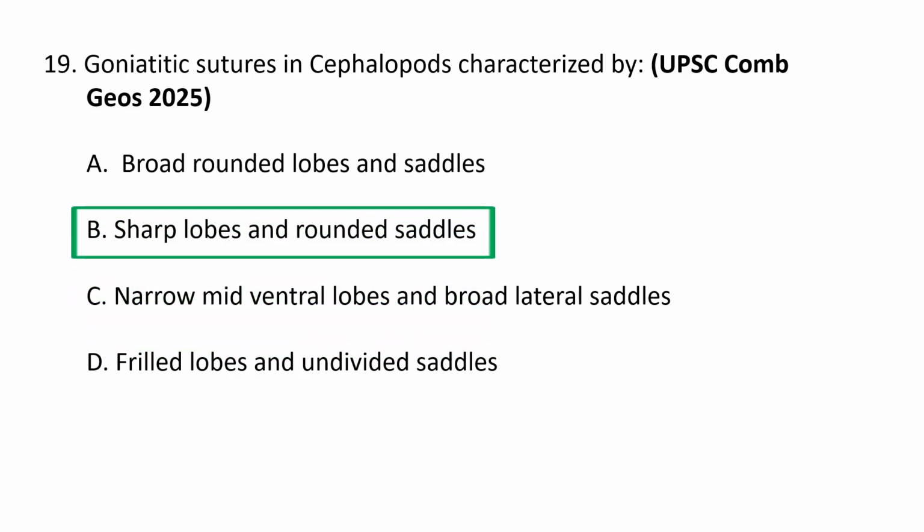Goniatitic sutures in cephalopods are characterized by sharp lobes and rounded saddles. Goniatitic sutures are found in extinct cephalopods like goniatites. So these are characterized by simple curved suture lines with smooth saddles and lobes, distinguishing them from the more complex sutures of ammonites.